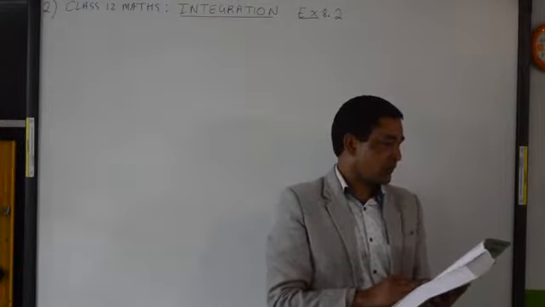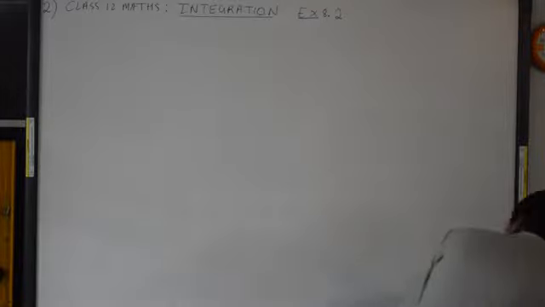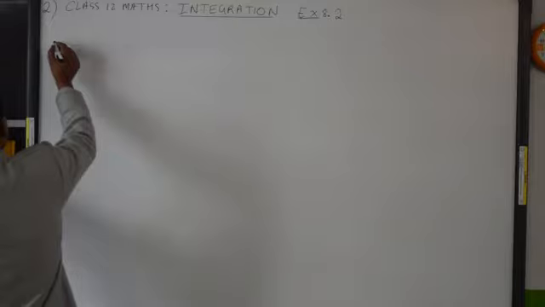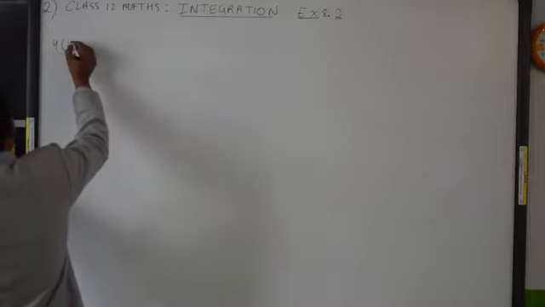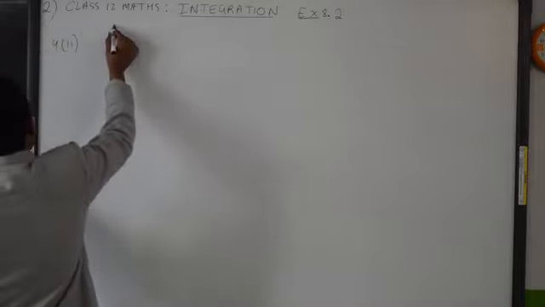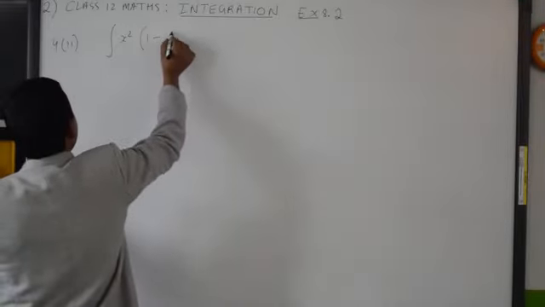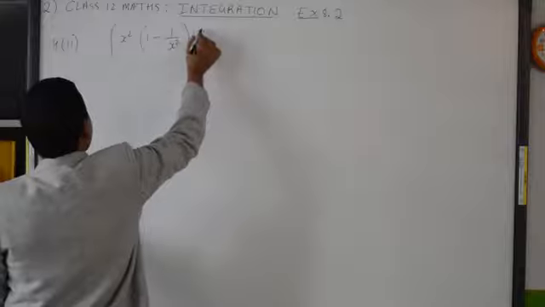Okay, question number 4, solve question 2. Integration of x squared times (1 minus 1 upon x square) dx.